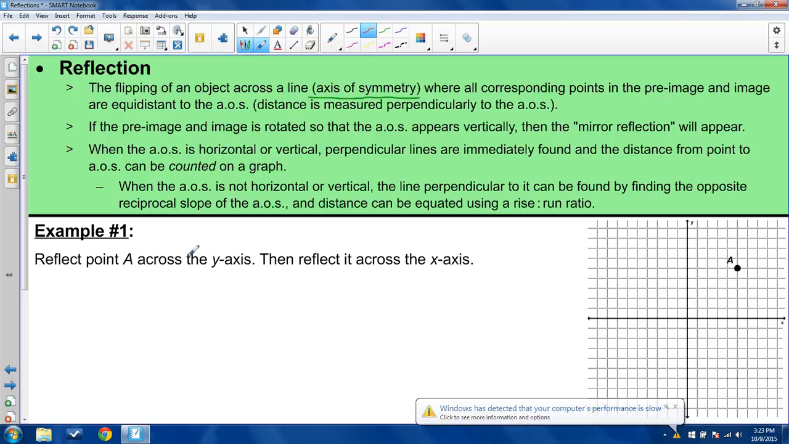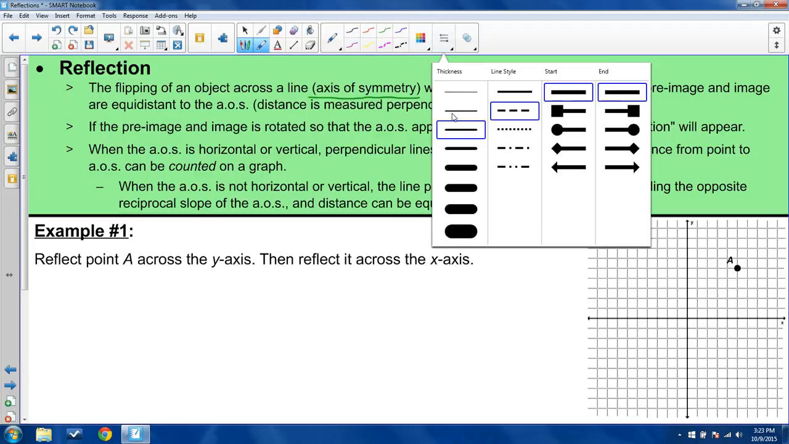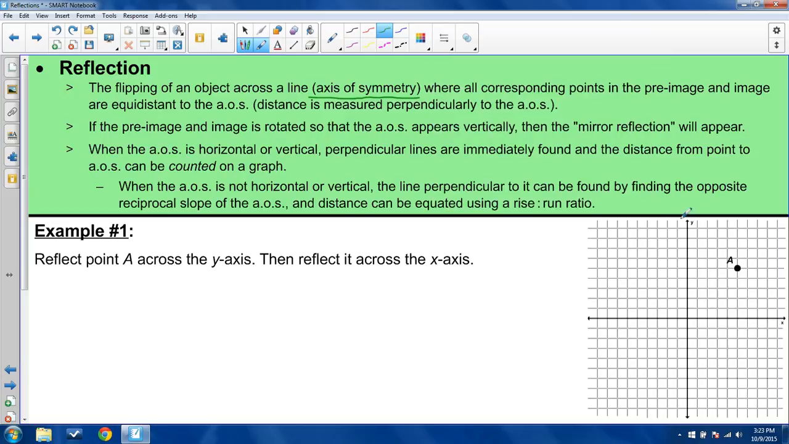So let's do this first example here. You're actually going to do two reflections. We'll do one and then the other. I'll actually name both of them so you're well aware of what's happening. Okay, so first we're going to reflect point A across the y-axis. Now the y-axis is this guy right here.